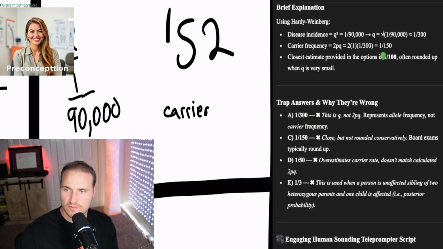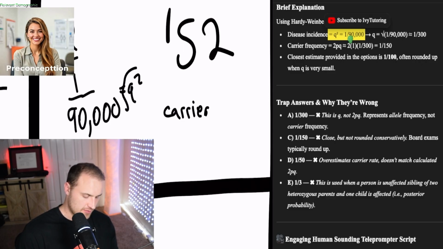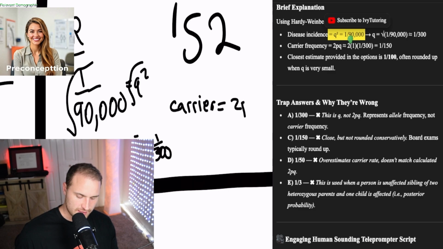So here we use Hardy-Weinberg. Disease incidence is q squared, which is equivalent to 1 over 90K. That's the first step. And then we take the square root of both sides, which gives us 1 over 300. And the carrier frequency is 2pq. So 2 times q times p gives you 1 over 150.